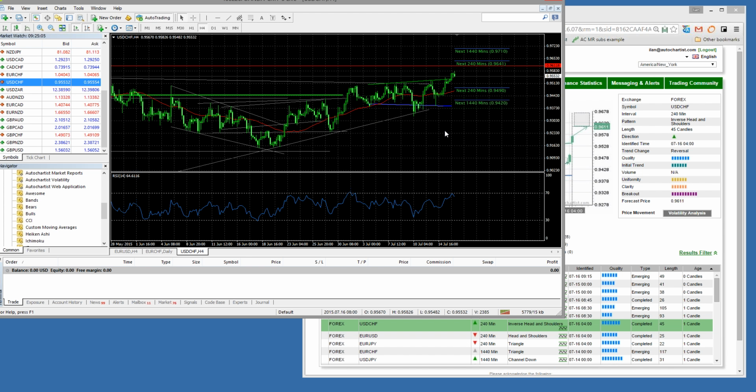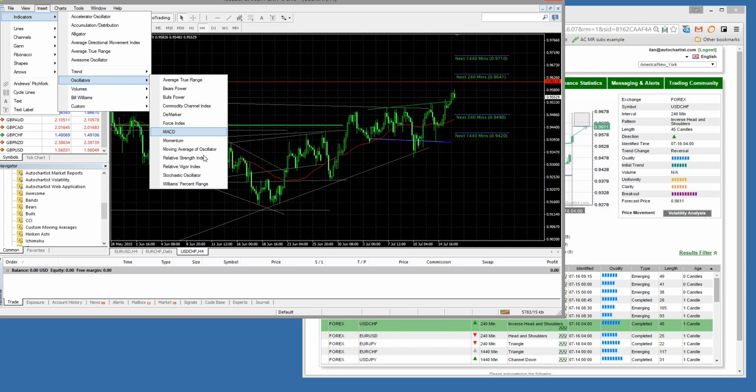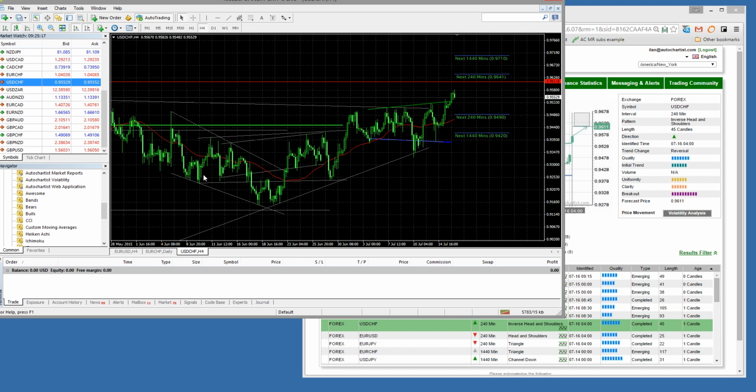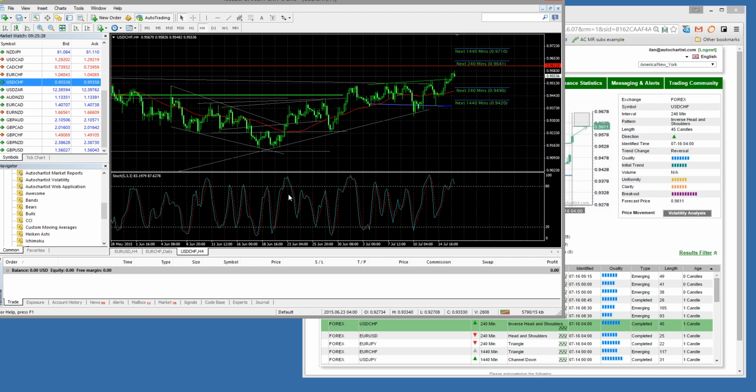Now, Jim has asked whether we should use a stochastic instead of an RSI. So, Jim, let's actually remove this RSI and add a stochastic in there to see what that looks like. I'm actually not even sure which period we should look at. Certainly, the stochastic is telling us that this thing is going to turn around, right? There's actually no doubt about what the stochastic is saying to us, which is absolutely fine.